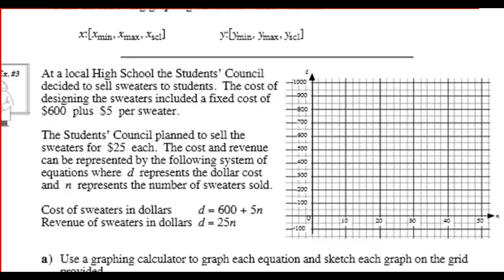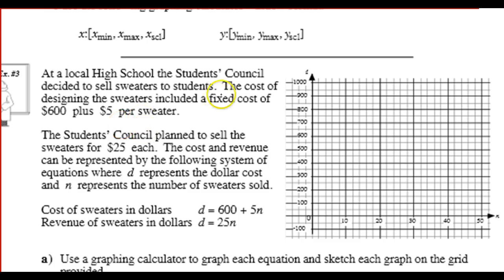So, again, this is a word problem, and now we're finally getting into some practical examples here. So let's go ahead and do this. We have a high school students' council that decided to sell sweaters. The cost of designing the sweater includes a fixed cost of $600 plus $5 per sweater. Okay, and there's that equation down here. So they use the letter D for cost, and it's $600 plus 5 times N, where N is the number of sweaters. Okay, the students' council plans to sell the sweaters for $25 each.